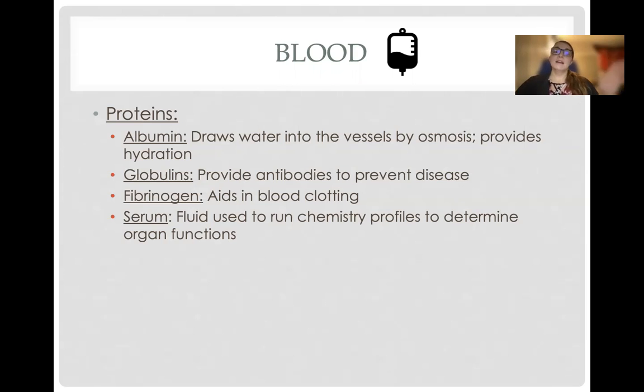So again, plasma has fibrinogen, serum does not. Plasma is what we're going to give in plasma or blood transfusions because we need fibrinogen, we need those clotting factors, but we can still use plasma for a lot of our blood testing, especially with chemistry panels.